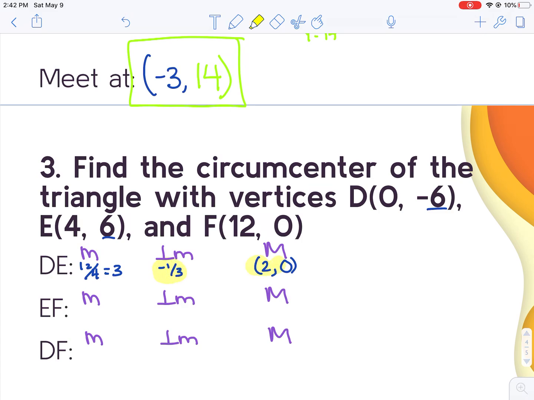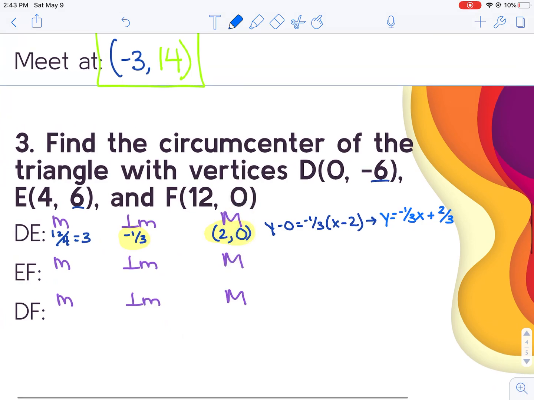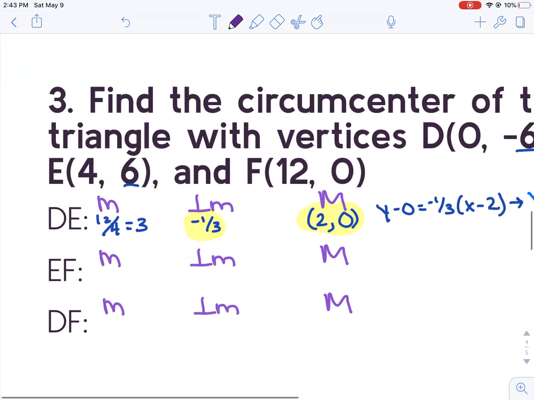I'm using my perpendicular slope and my midpoint in point slope form. So I'll have y minus 0 equals -1/3 times x minus 2. I'll rewrite this now by distributing, and I don't really need to add that 0, so I won't do that. So I'll get y equals -1/3 x. -1/3 times -2 is a positive 2/3. I'll keep that equation at the back of my mind, and I'll do the same thing with EF.